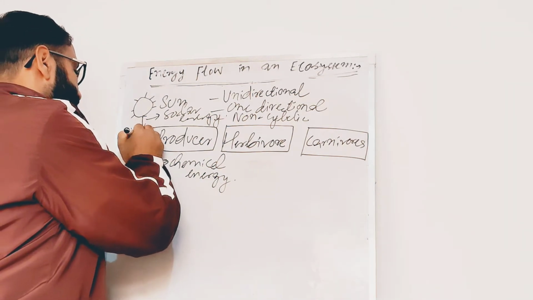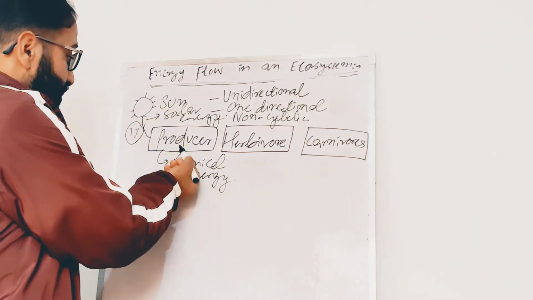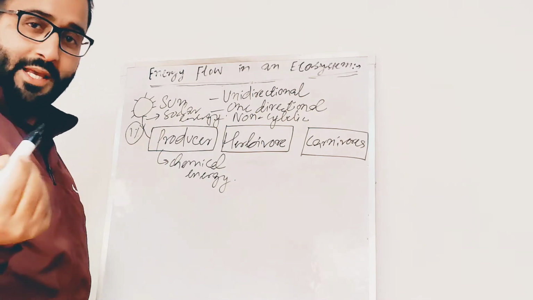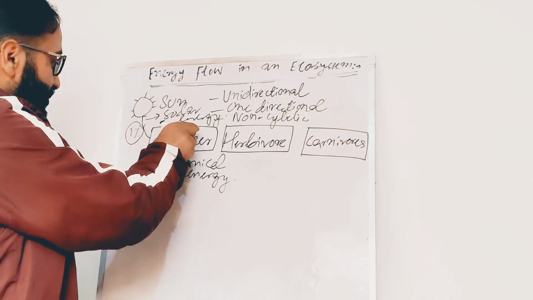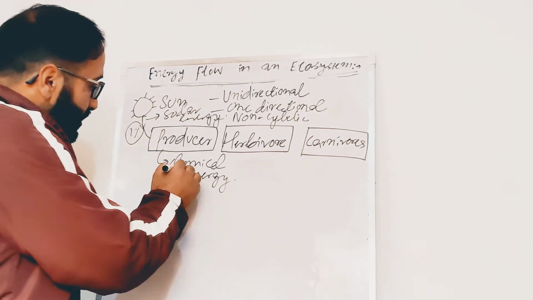1% of energy which falls on the producers is being converted into chemical energy. Out of all the energy which falls on the producers, just 1% is converted into chemical energy.